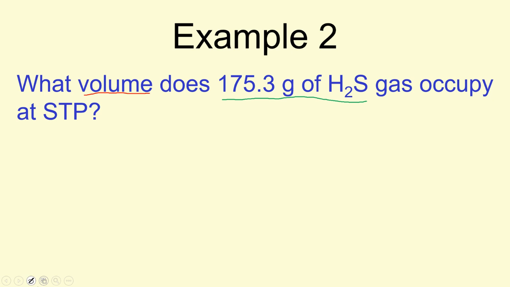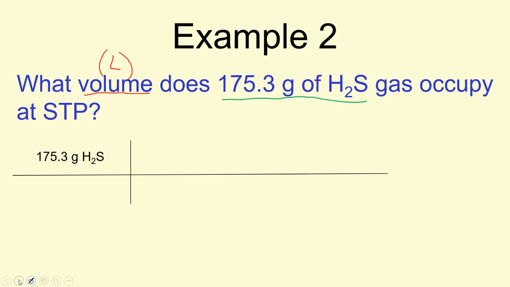So this time we need to go from grams to volume. The unit of volume is going to be liters. So we need to go from grams to liters. Well, there's not one single conversion factor that's going to allow us to do that. So we're going to have to do a 2-step train track. So as usual, let's put our given in the top left box, 175.3 grams of H2S.